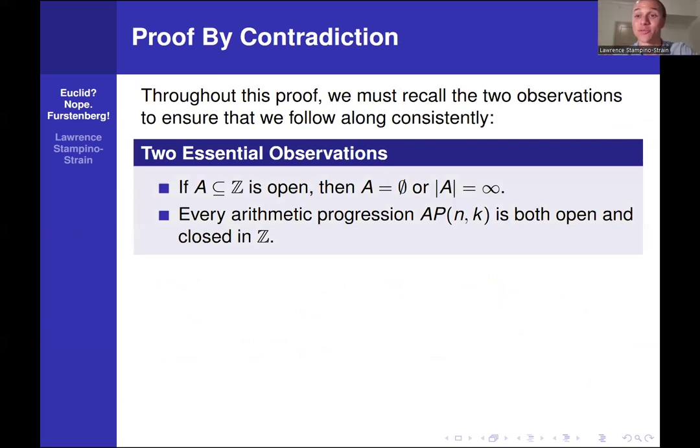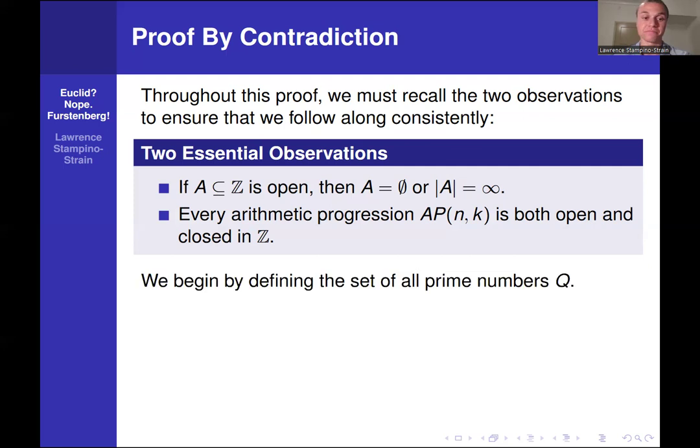So finally, let's get to our proof. We've really set the foundation for what this proof consists of, and now let's get to it. Throughout this proof, we must recall the two observations to ensure that we follow along consistently. The two observations are the two that we just established, but again, we'll read them out loud. If A is a subset of the integers and it's open, then A is either the empty set or the cardinality of A is infinite. That's the first observation. And the second one is that every arithmetic progression, AP_{n,k}, is both open and closed in the integers. So we begin this proof by defining the set of all prime numbers to be Q.